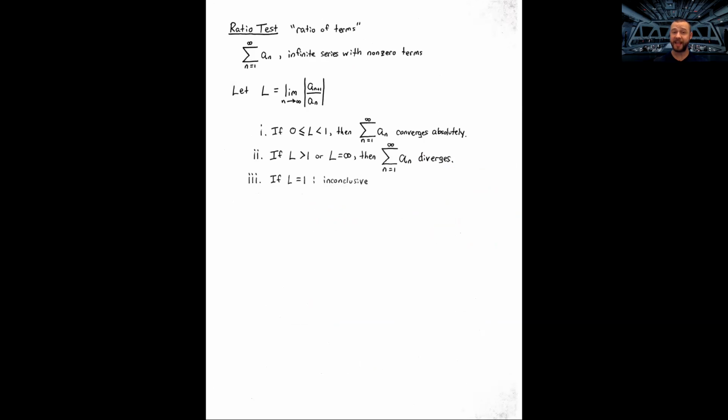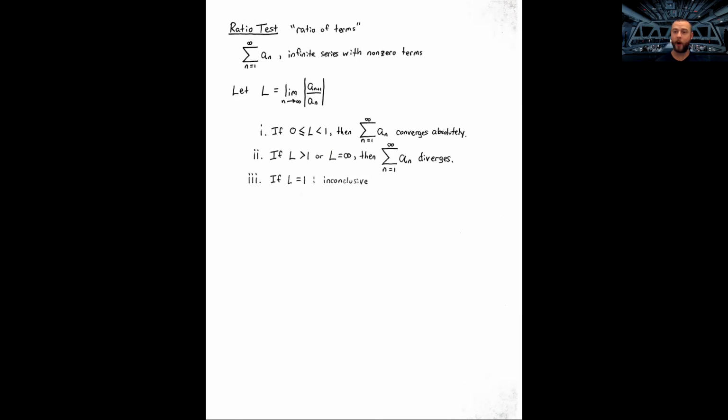Okay, let's go ahead and state what the ratio test is. The name, the ratio test, comes from the fact that we're looking at the ratio of terms. All right, if we start with an infinite series, for the ratio test, we have to make sure that we have an infinite series where the terms are non-zero.